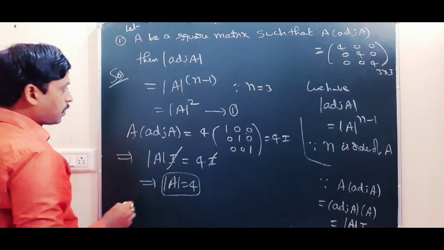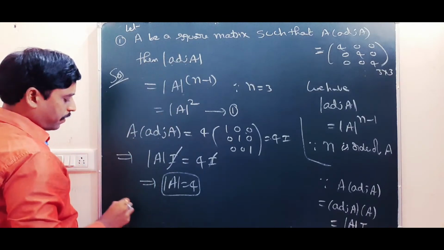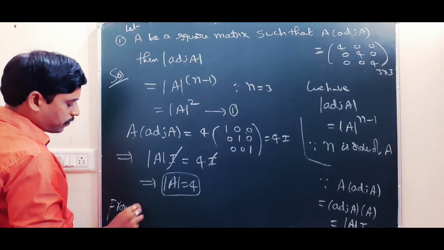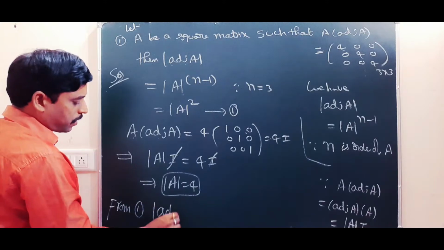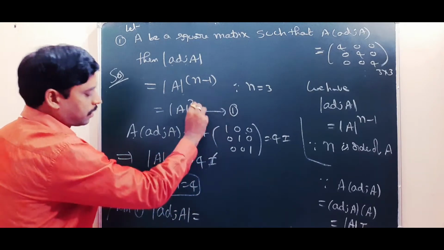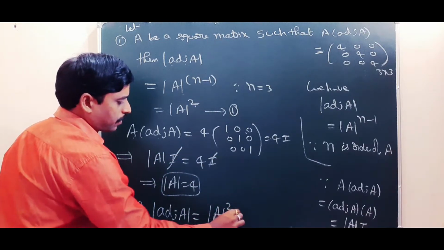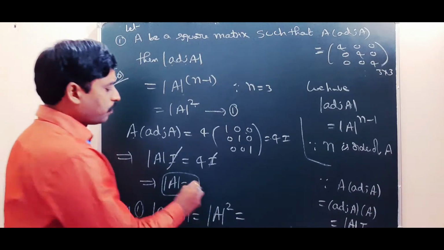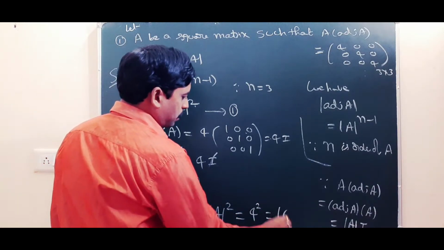Our target is determinant of adjoint A. From equation 1, determinant of adjoint A is equal to determinant A whole square, which is 4 square. 4 square is equal to 16. That is the answer.